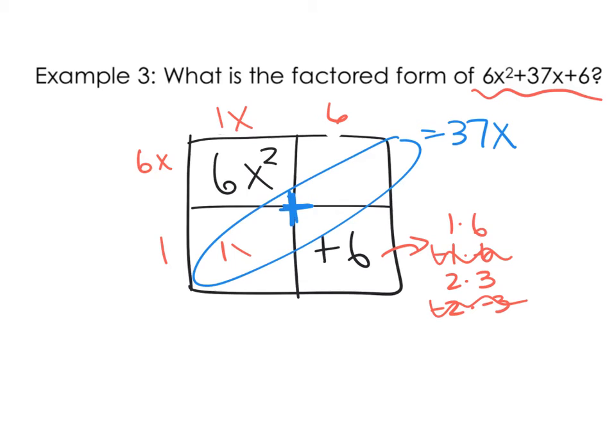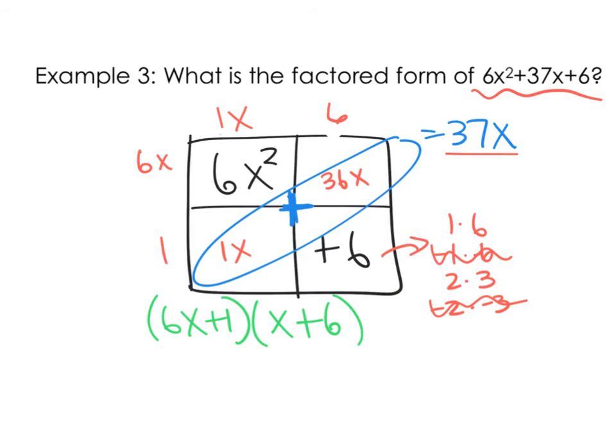1 times x is going to give me 1x, and a 6 times 6x is going to give me 36x. Oh, that looks nice. 1x plus 36x does give me 37x. So I found my answer is a 6x plus 1 and an x plus 6. Now remember, if we ran out of these working, we could have switched to 2x times a 3x. If you want to pause now and try the next 6 examples on your own, you can do so now.